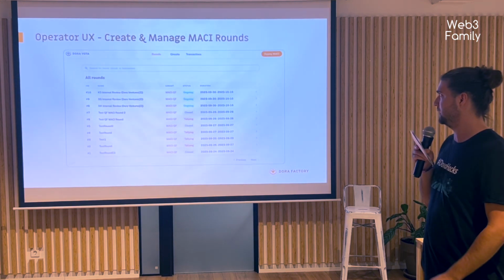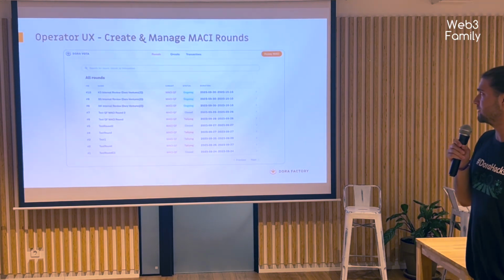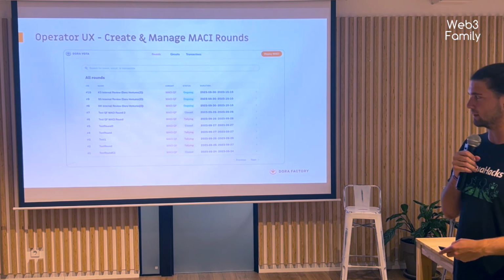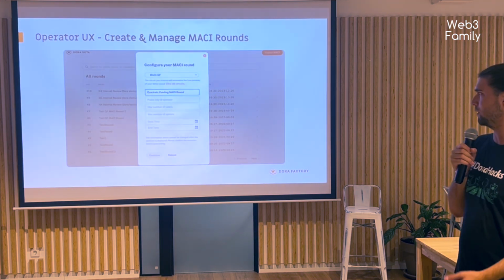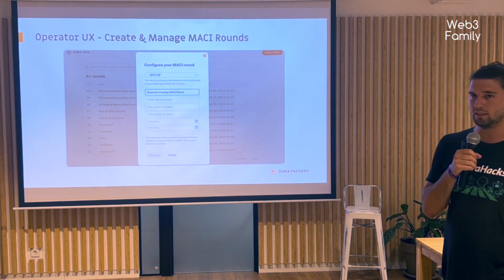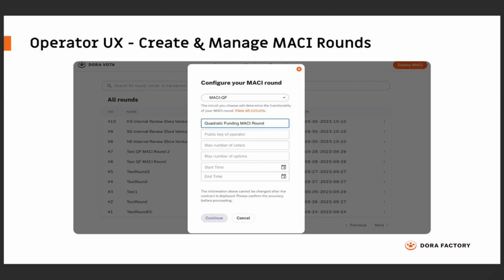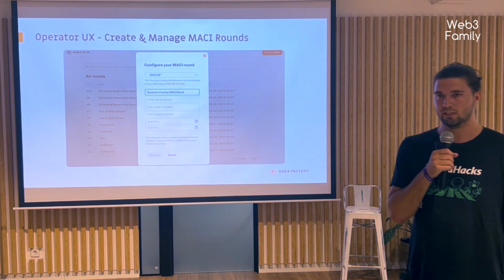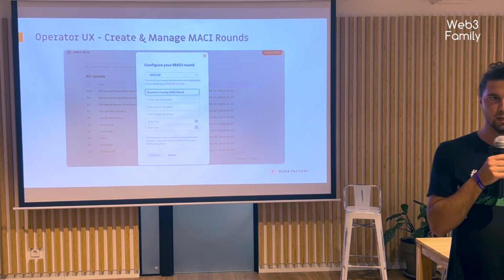Here you can see the operator user interface. You can simply click on the top right to deploy MACI, and then in the next step you can rename your MACI round however you want to call it. Then you can specify different parameters such as the public key of the operator, the maximum number of votes, the maximum number of options, as well as the duration, such as the start time and the end time.